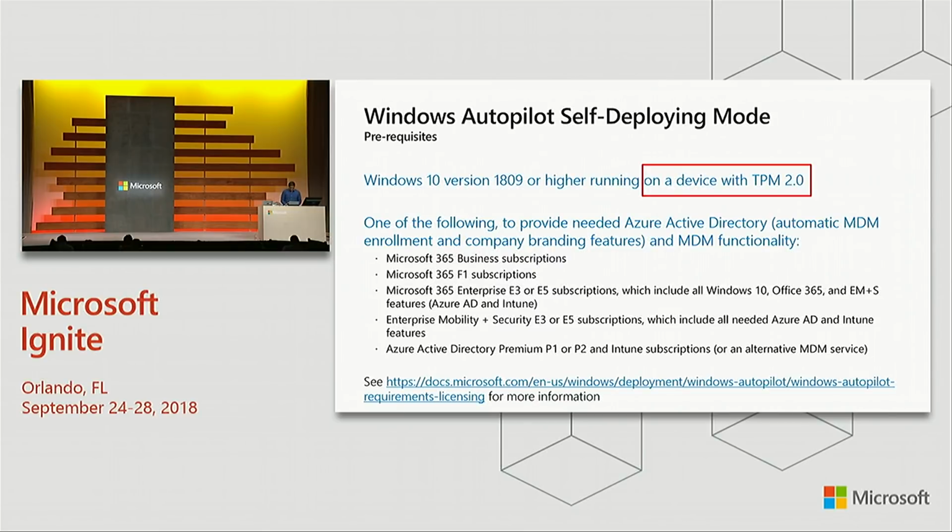All right. So to recap this slide real quick, self-deploying mode has the same licensing requirements as user-driven mode, no additional licensing needed. It requires a TPM 2.0 chip, and that's because we're authenticating on your behalf using that TPM 2.0 chip. If you don't have TPM 2.0, the device will show up on the enrollment status page, and you'll see an error on that first step because it won't be able to join AAD without user credentials.